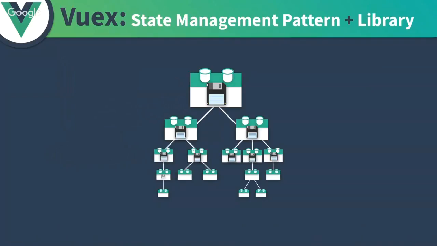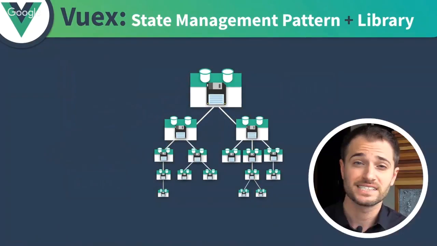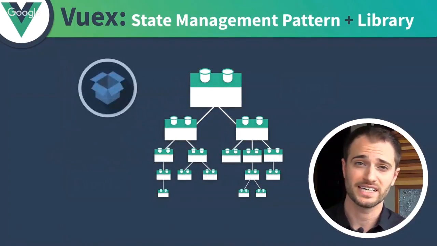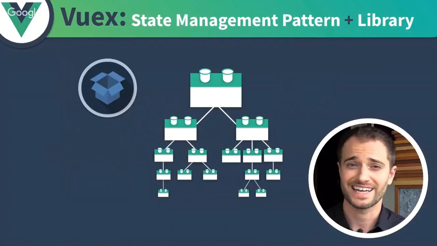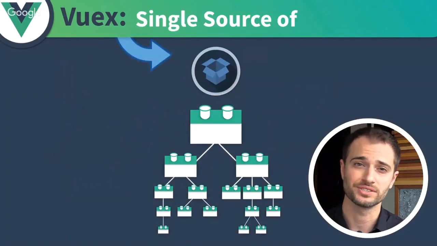But if one component changes its state and a distant relative is also using that same state, we need to communicate that change. There's a default way of communicating events up and passing props down to share data, but that can become overly complicated. Instead, we can consolidate all of our state into one place, one location that contains the current state of our entire application, one single source of truth.